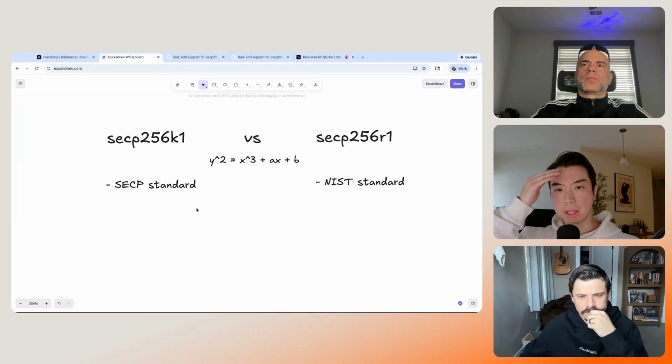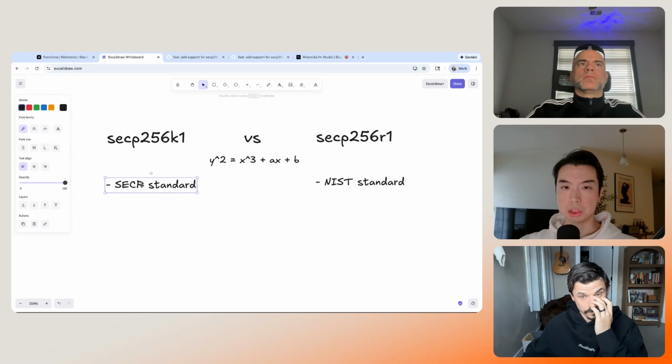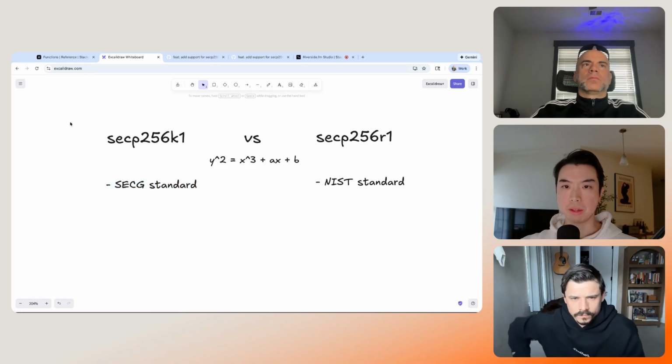Okay, let's unpack that a little bit. So I have my whiteboard right now. I'm just jotting down some notes to help visualize the differences. So that's actually the SECG, not SECP. SECG. Okay. So on the left, we have the K1 curve. On the right, the R1 curve.